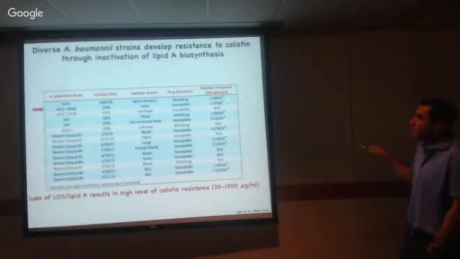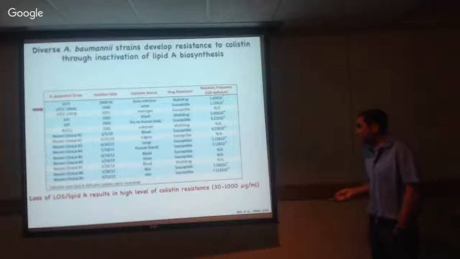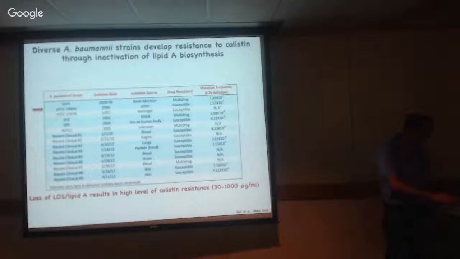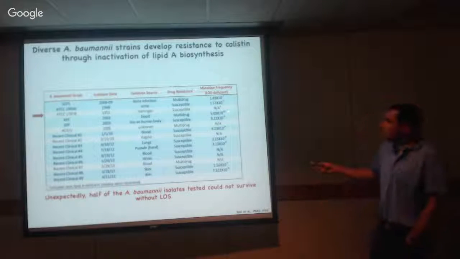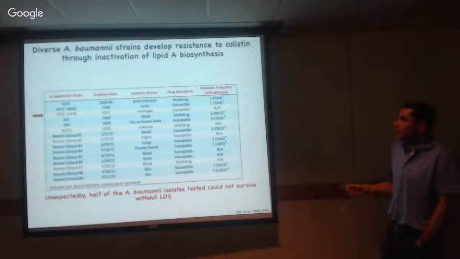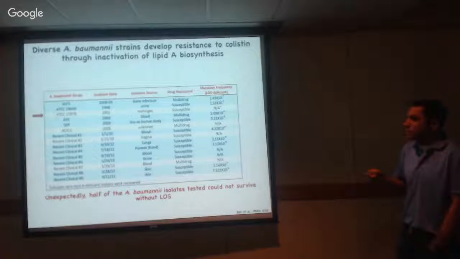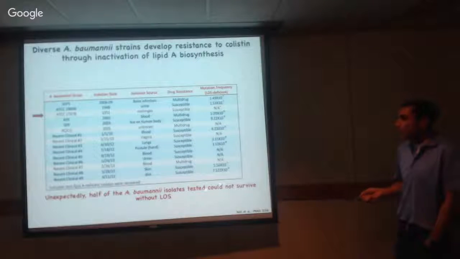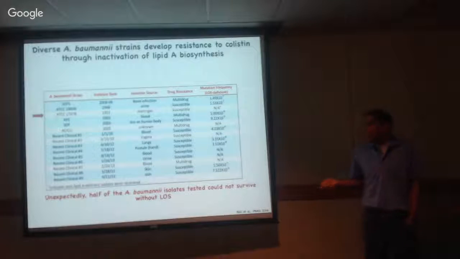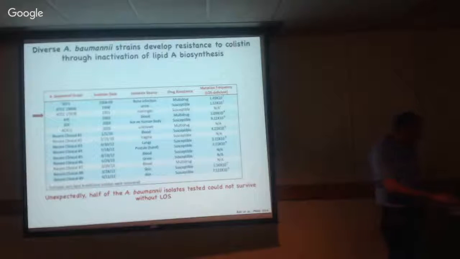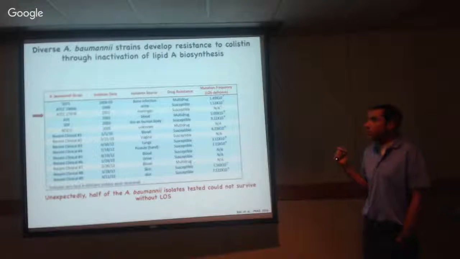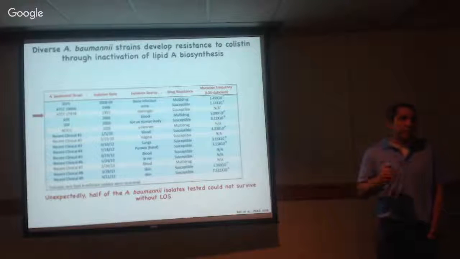As you can see, in about half the strains we could isolate LOS deficient colonies, and the level of resistance varied from 30 to about 1,000 micrograms per mil. There were some strains, indicated by this NA, where we could never isolate any LOS deficient colonies using this screen. So we inferred that these baumannii isolates could not survive without LOS, and this really gave us a good model system to study the essential components for survival without LOS.